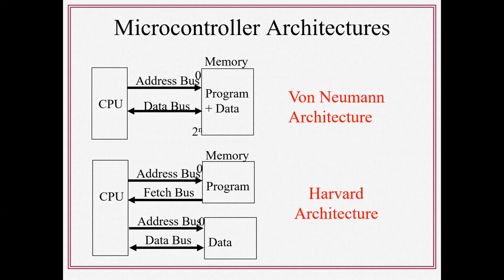Okay, and next one, Harvard architecture. In Harvard architecture, program memory and data memory have separate address and data buses. So the advantage here is that you can simultaneously access data from data memory and program from program memory, because they have separate address and data buses. Two address buses are there, two data buses are there, so that you can access them individually. Okay, so this is the difference between von Neumann architecture and Harvard architecture.